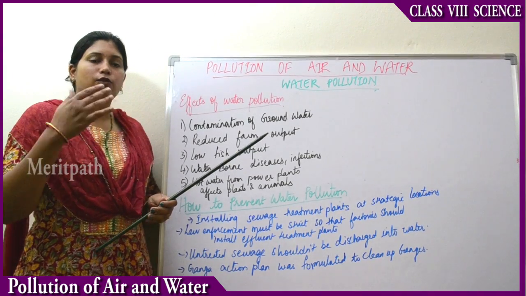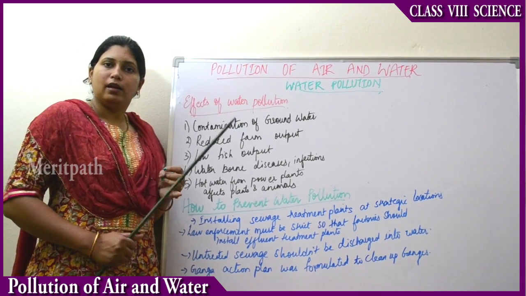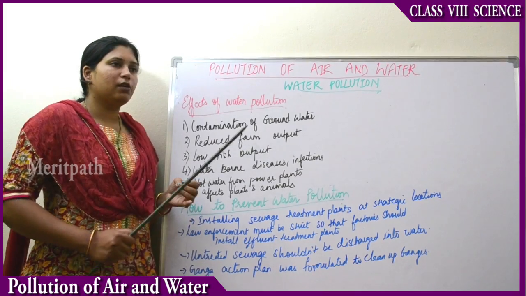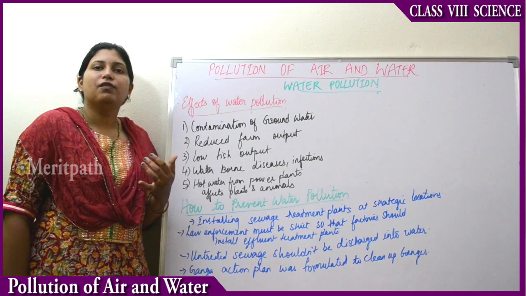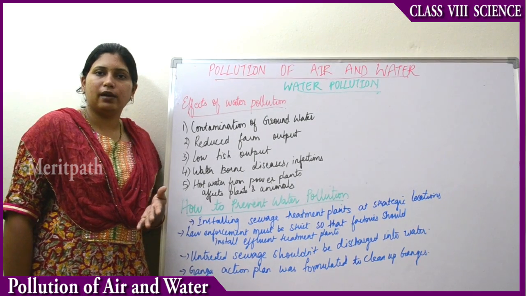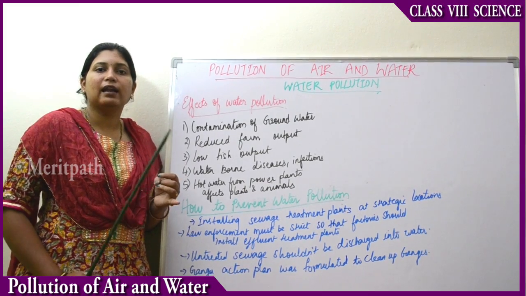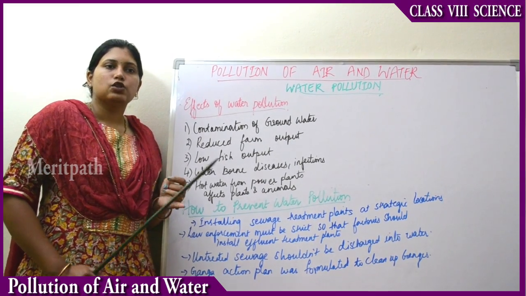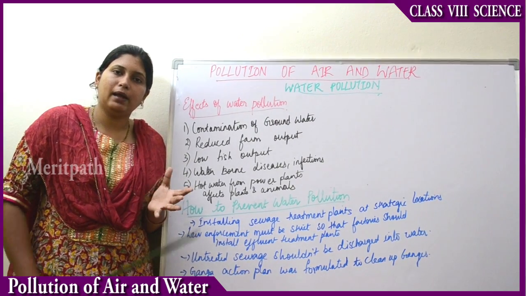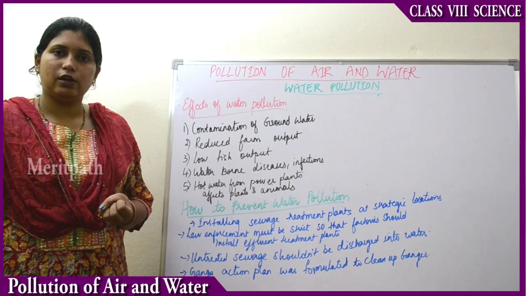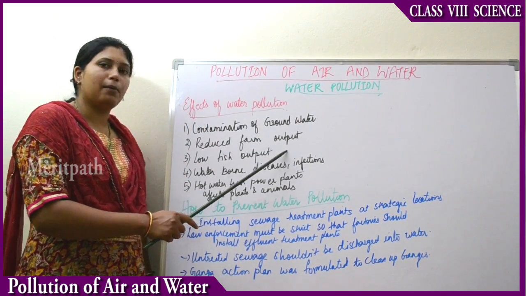Even if the water with which we are irrigating the fields is polluted, the farm output will be reduced. Suppose the water with which we are irrigating the field is polluted, then what happens? The organisms living in the soil, their life may get affected. The earthworms living in the soil, their life may get affected. Thereby the fertility of the soil will reduce and the yield of the farm will be reduced. That is reduced farm output.